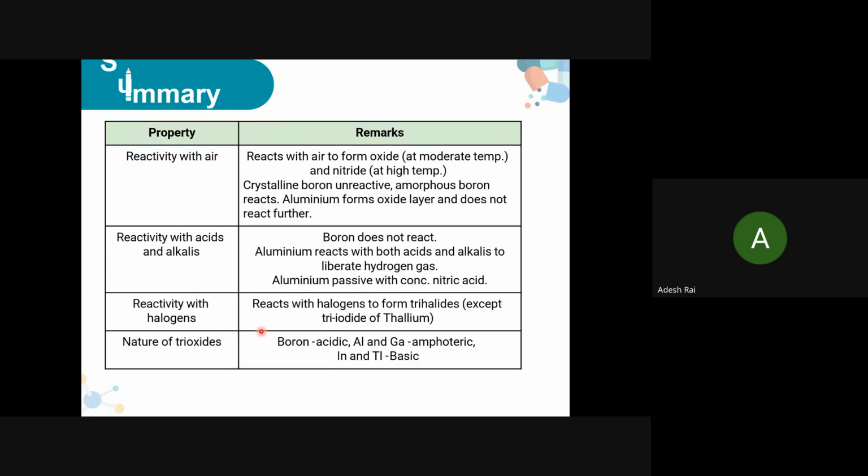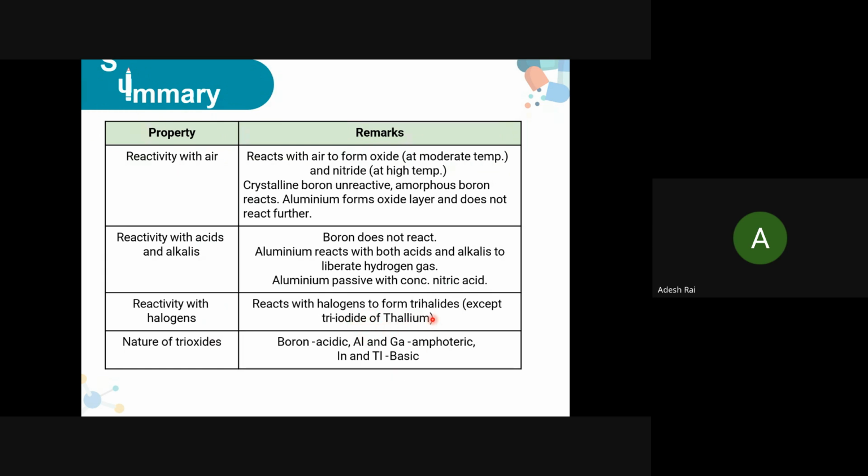Reactivity with halogen. All the elements in group 13 will form trihalides. Boron will form a trihalide, aluminum will form a trihalide, and so on. Is that clear? Just be careful, except thallium triiodide, because generally when elements form trihalides, the element is in +3. But in thallium triiodide, thallium is in +1. So this is an exceptional case that you have to remember.